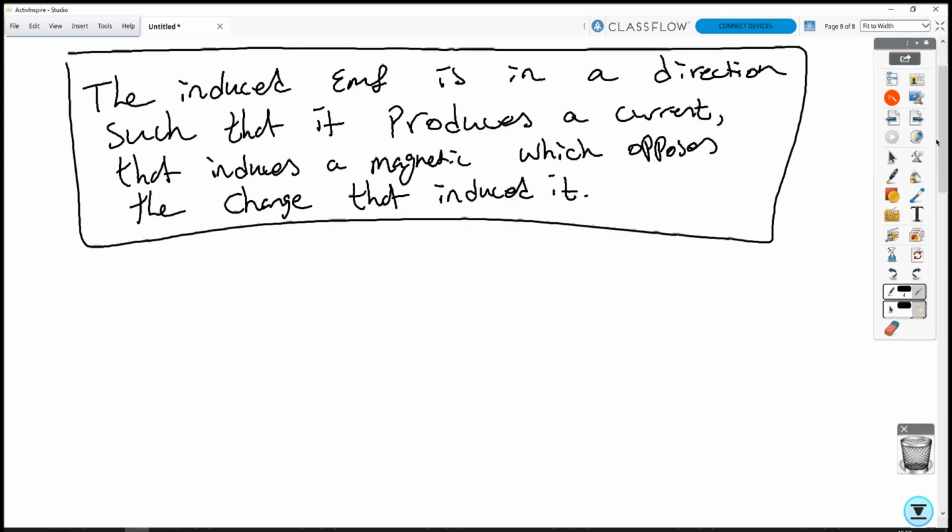So whatever we do to create an EMF or a voltage, that voltage creates a current in a direction that tries to stop us from creating that voltage. So it's not for free.